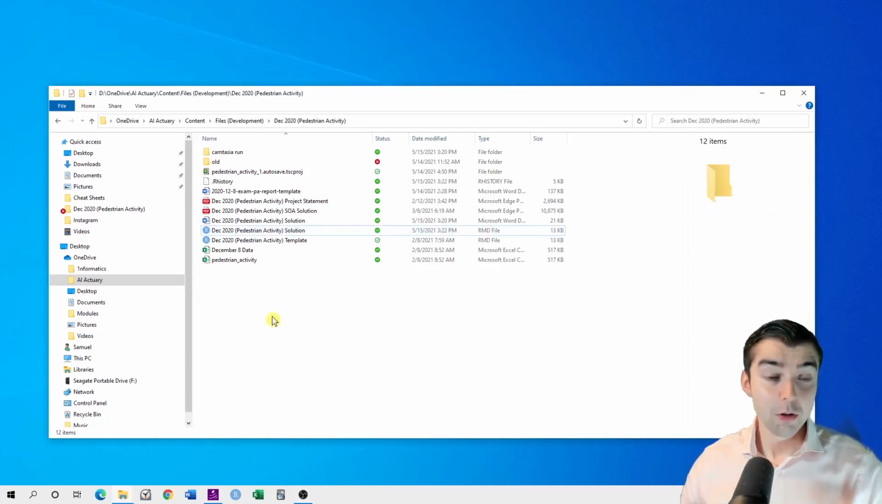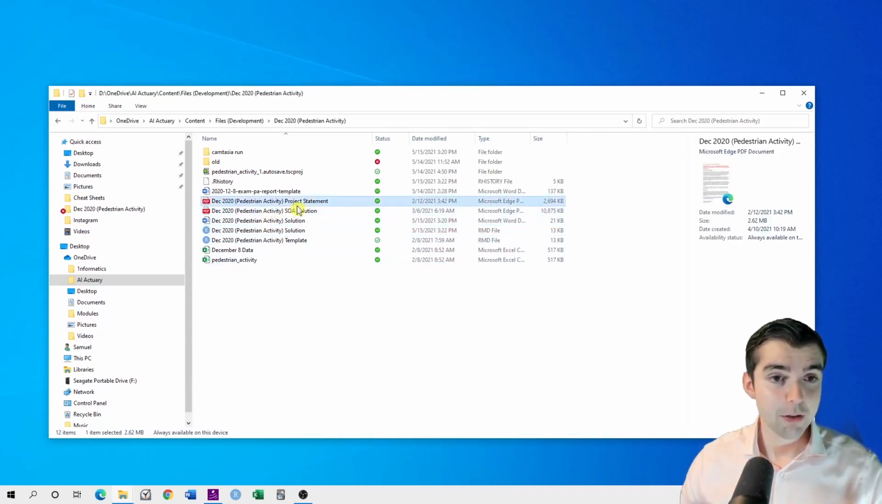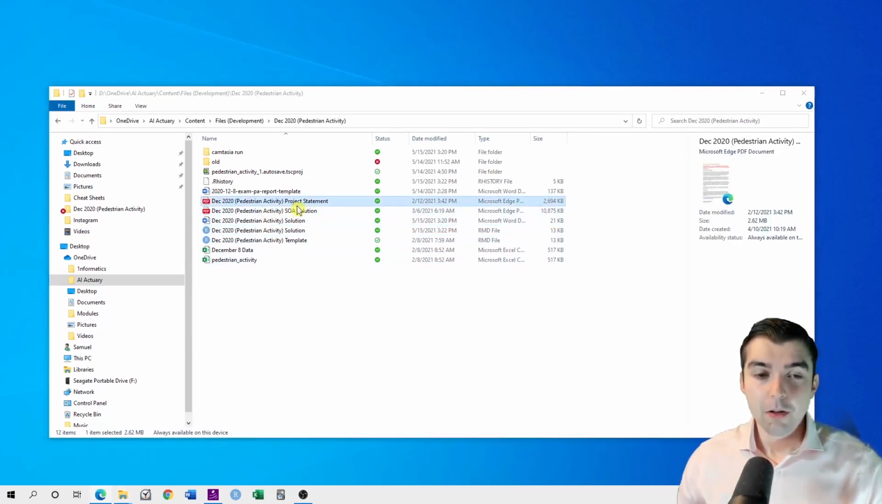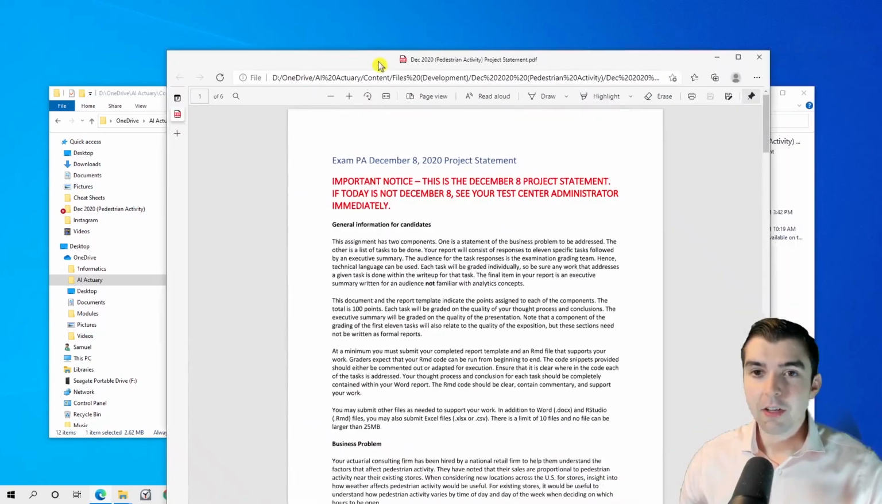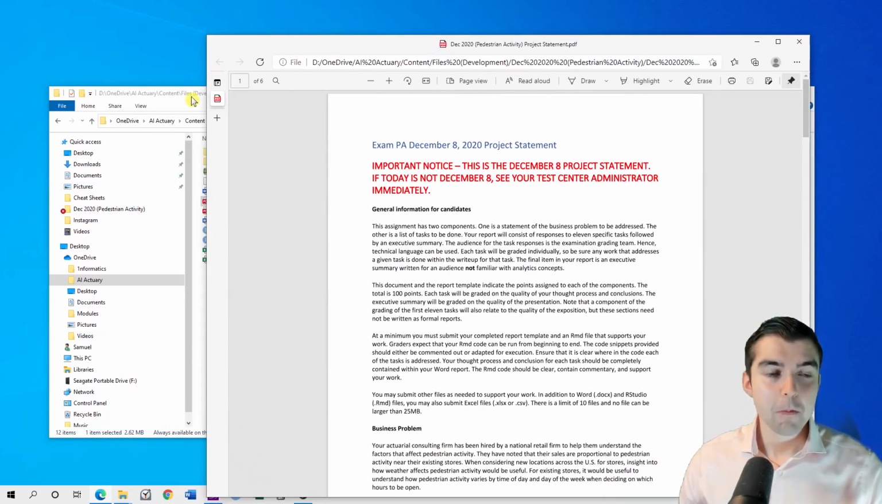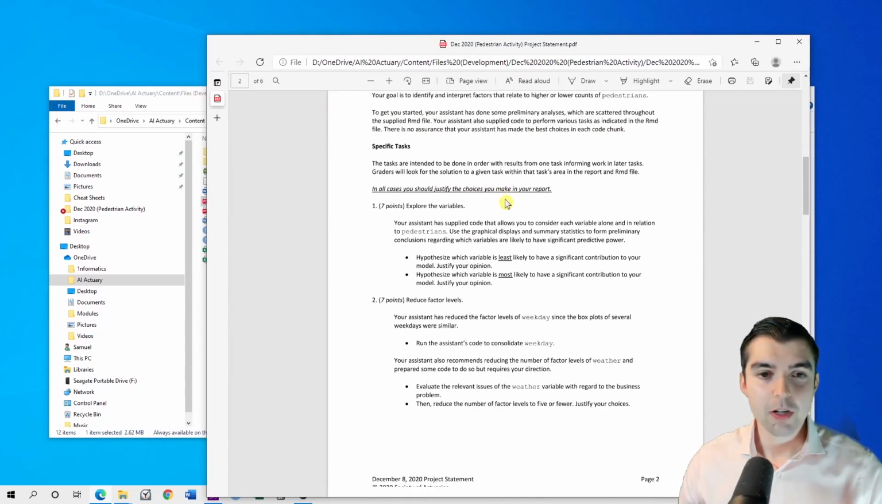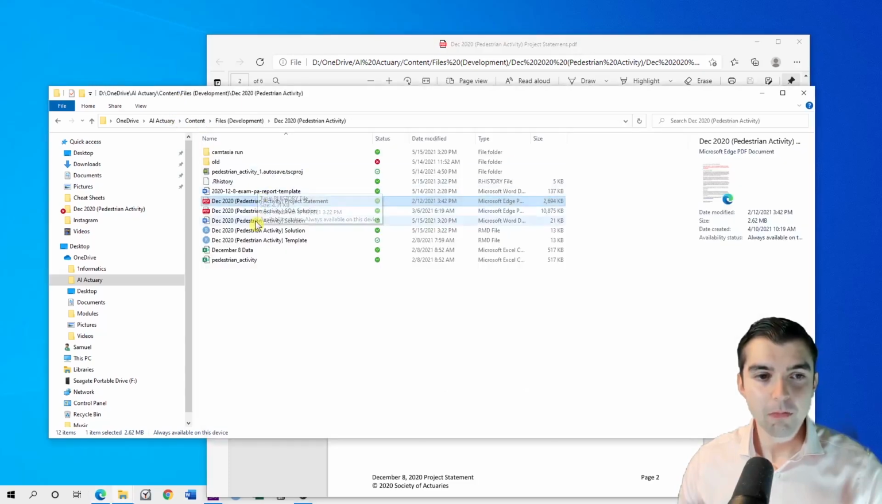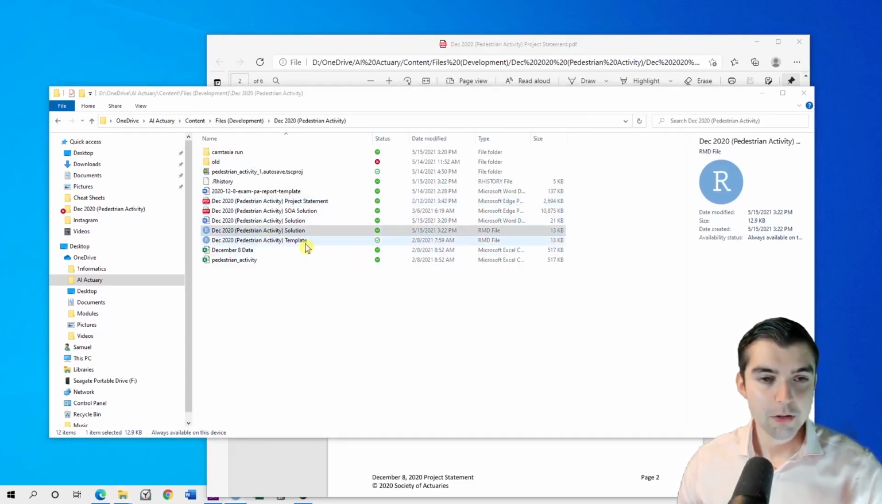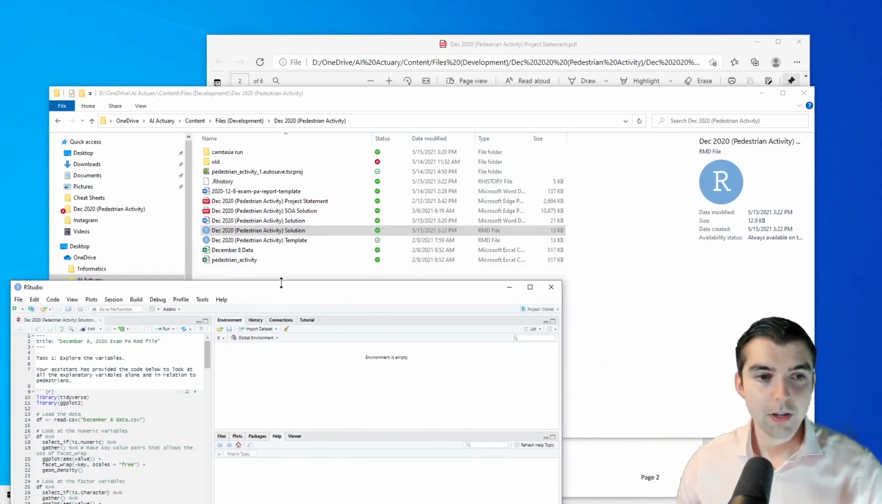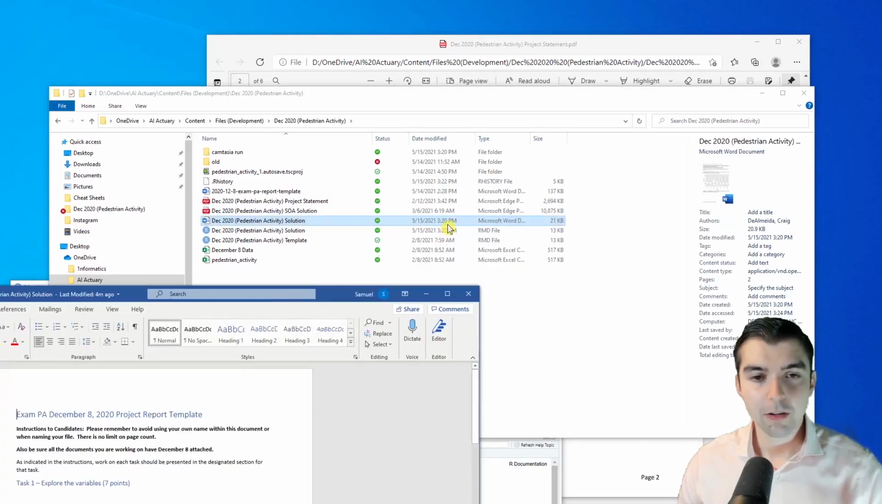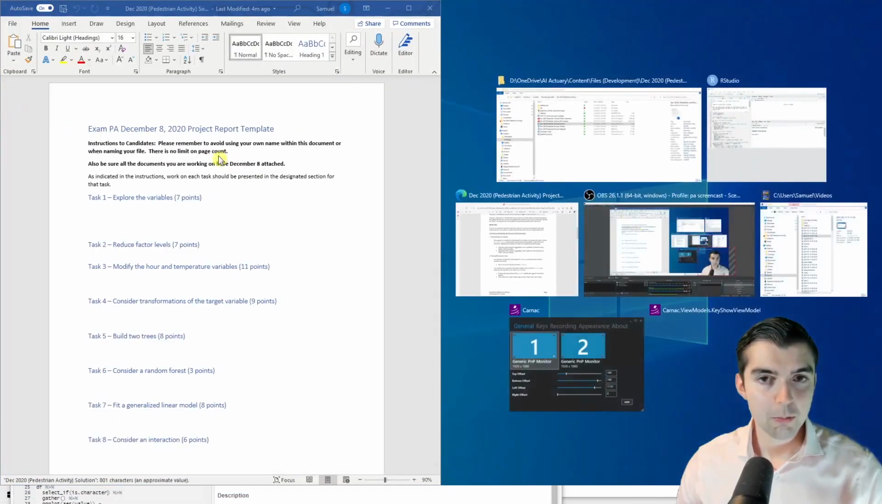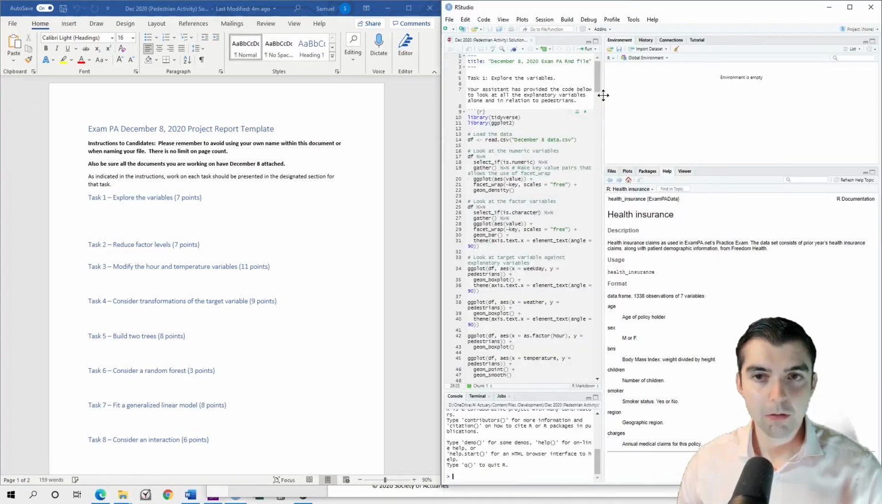To start, you will already have read the project statement. You would have 15 minutes during your waiting period when you're filling out the survey, in which case you can read through this. Then you'll have two files, the solution template file in R and the template file in Word. So the first thing that I do is move these to separate windows.